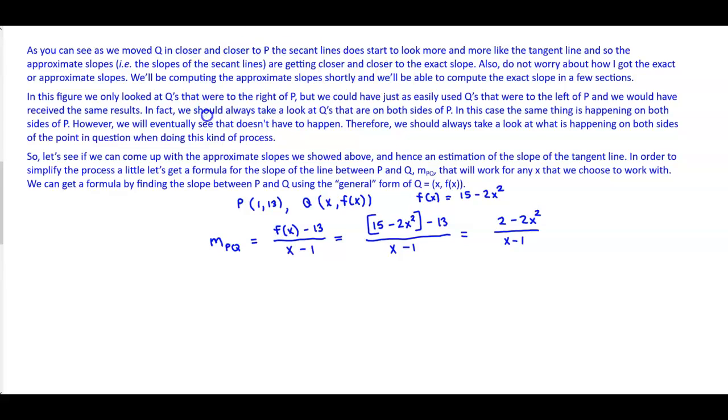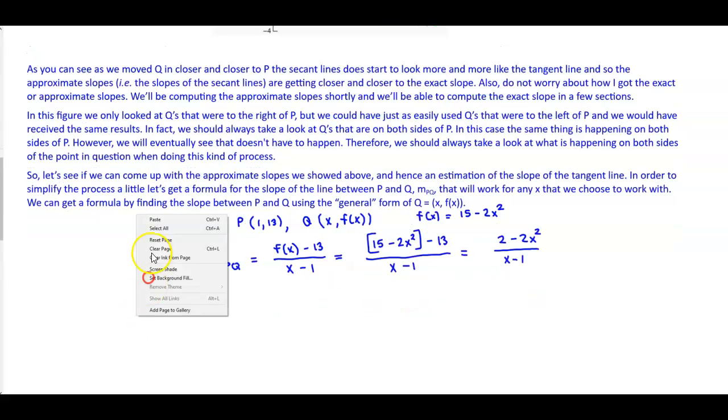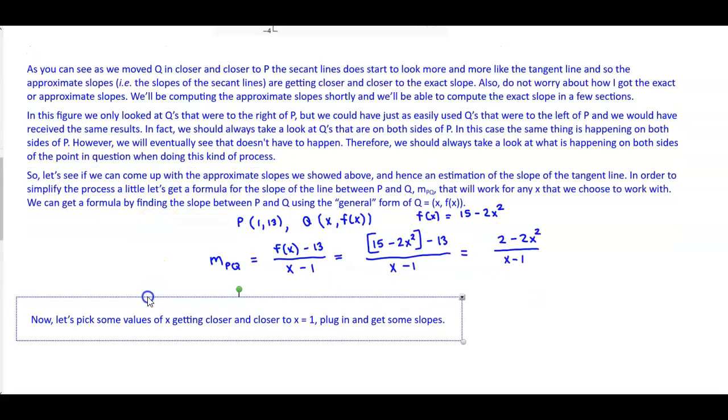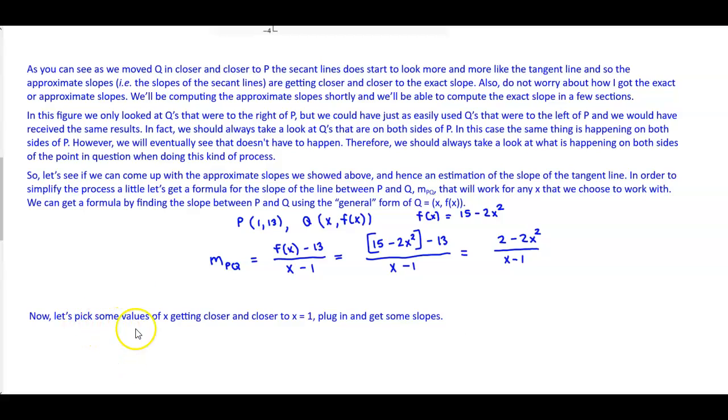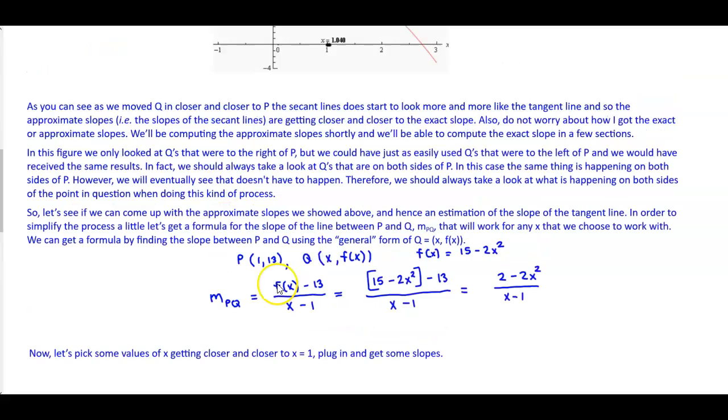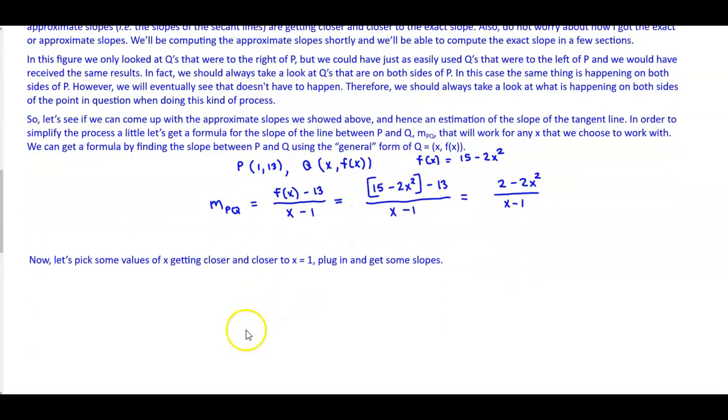So now what we've done is we've created a formula, and we just need to pick values of x. What we can do is create a table using this function to figure out what those numbers are going to look like. By using Desmos, we're going to pick some values of x getting closer and closer to x equals 1, and then plug them in. So let's go ahead and do that.